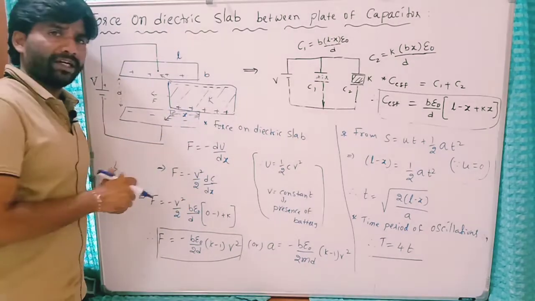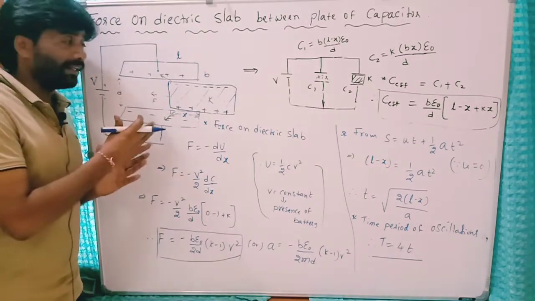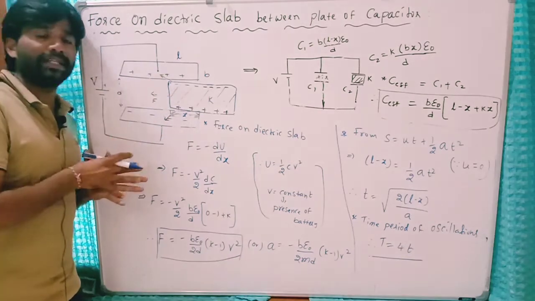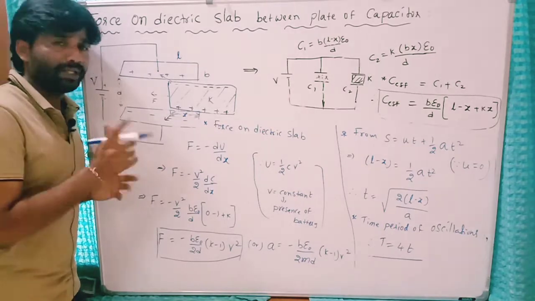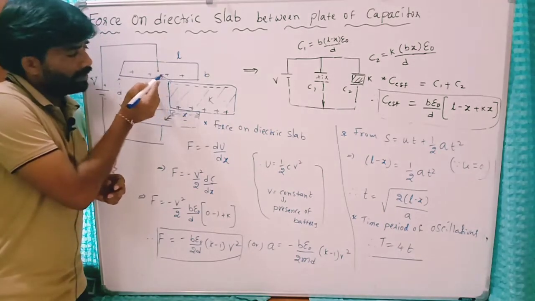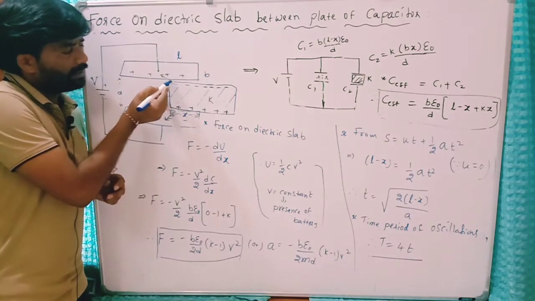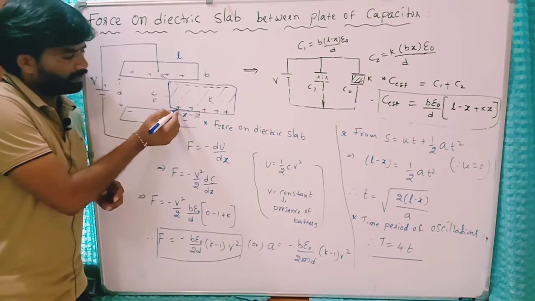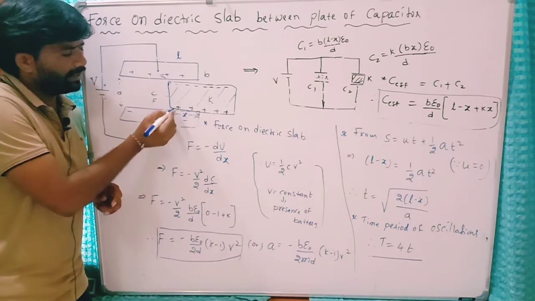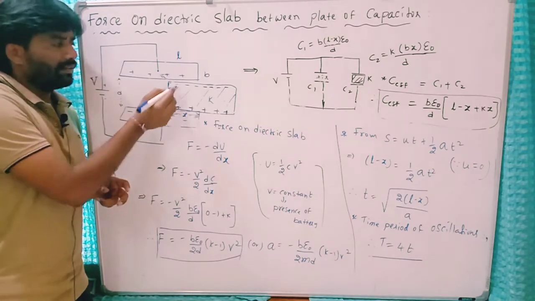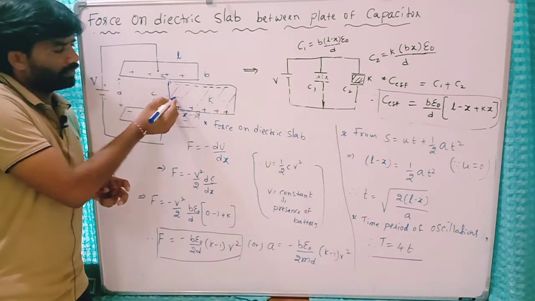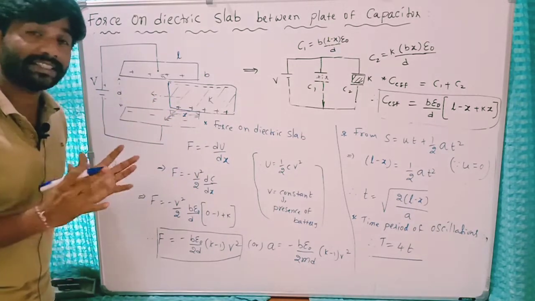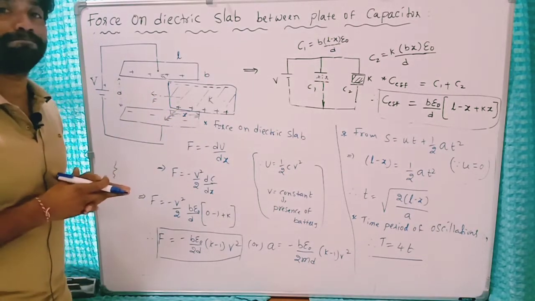This induced charge on the dielectric slab gets attracted by these plates of the capacitor. You can see that the attracting force of this positive plate is in this direction. The attracting force of this negative plate is in this direction. The combination net force direction is this. This acts along the direction of the axis of the capacitor.